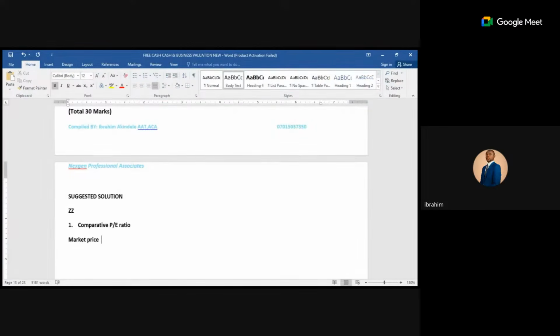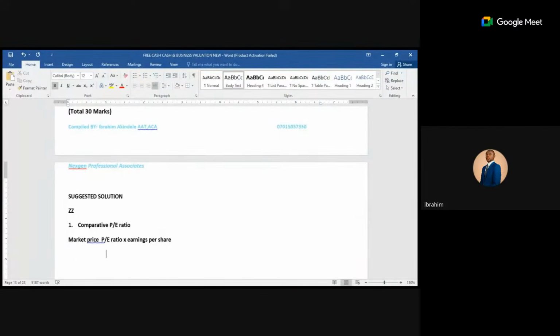That's fine. So market price equals to what? What is the formula? PE ratio, right? Yes, we are with you, sir. PE ratio times earnings per share. Okay, that's fine. Times earnings per share.